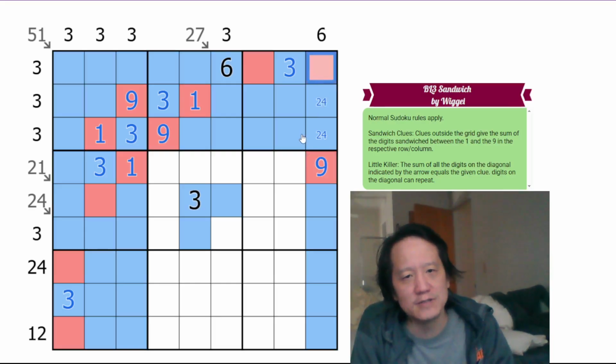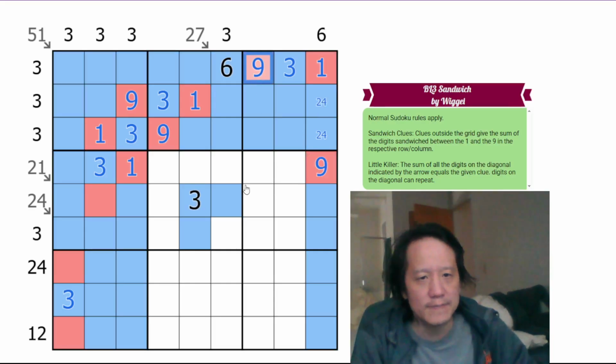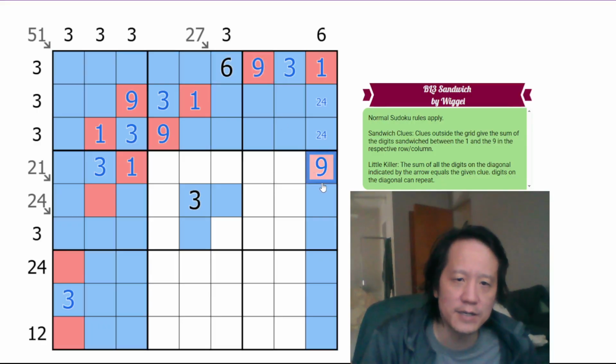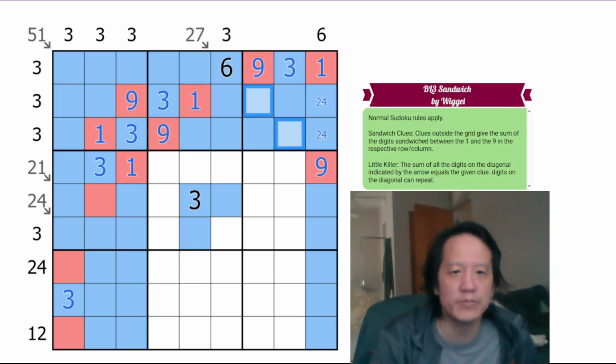This 9 eliminates 9 here, so it's 1 and 9. So this adds up to 15. 27 minus 15 is 12. You can't have 3, 9 here. You can't have 4, 8 here. So this has to be a 5, 7 pair here, which leaves the remaining digits in this box as 6 and 8.